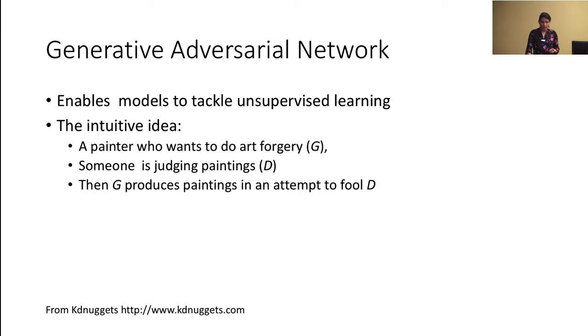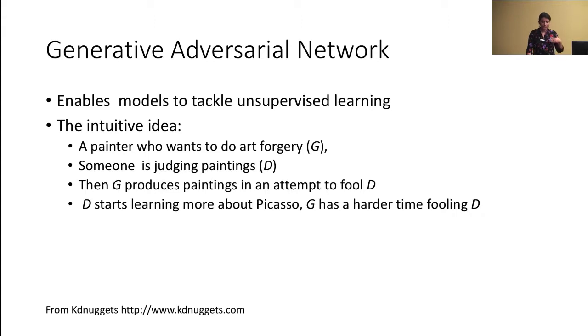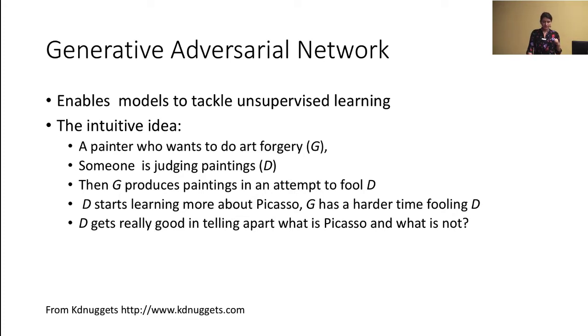We call that D. So G paints these paintings, for example, Picasso paintings, and he wants to fool D, the judge. On the other hand, D starts learning more about the real paintings and the fake paintings, and so G has a harder time fooling D. Along the way, both D and G get better at their jobs. D gets really good at telling apart what is a real painting and what is not, and G in the end learns to paint more realistic paintings.